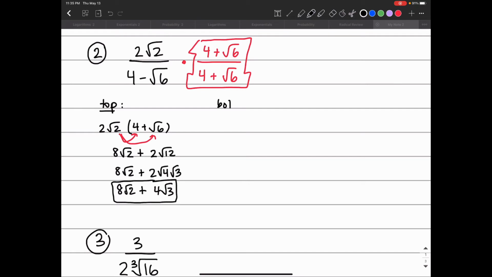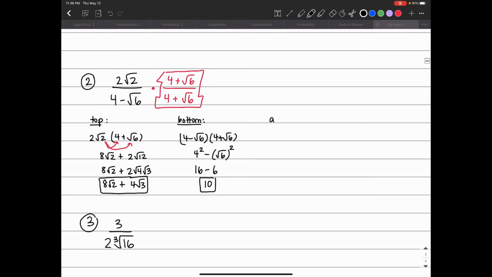And then the bottom of my fraction is going to be 4 minus the square root of 6 times 4 plus the square root of 6. This is the difference of 2 squares. So I'm taking the first term and squaring it, and then taking the second term and squaring it and subtracting that. And when I do that, I get 16 minus 6, which is 10. So 10 is in the bottom. And then I just put the 2 things together. So I have 8 square root of 2 plus 4 square roots of 3 all over 10.